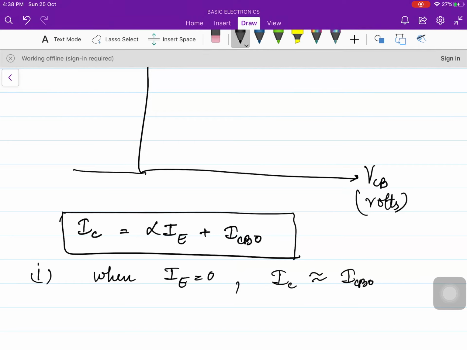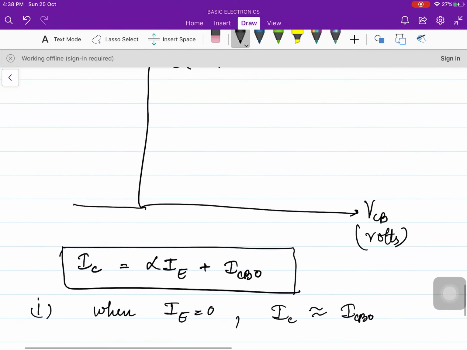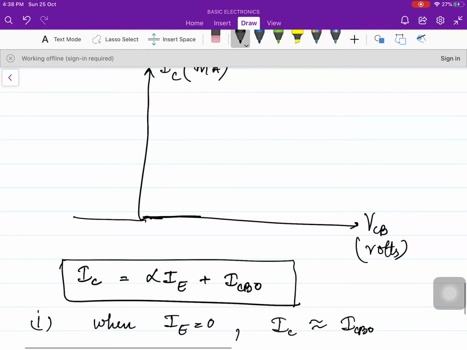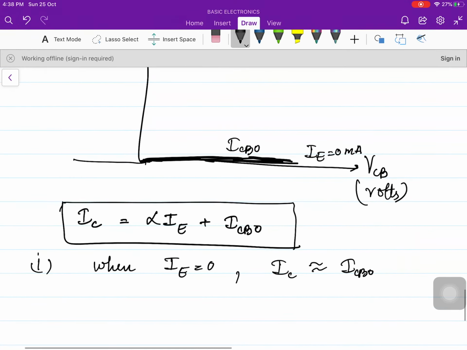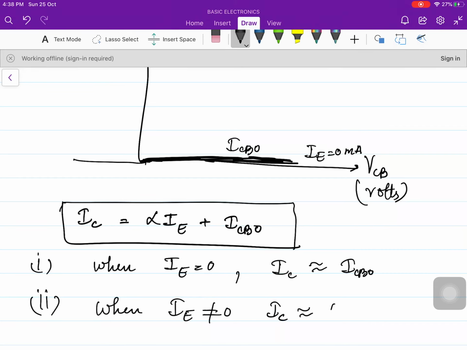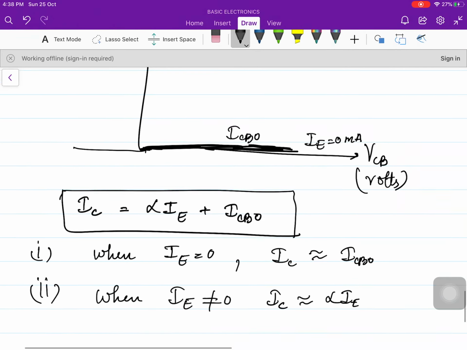And what is ICBO? Leakage current, which must be very, very small. So it is somewhere near 0, and it is ICBO for IE equal to 0 milliampere. Alright. Now, when IE is not equal to 0, or when it becomes non-zero, then IC is approximately equal to alpha IE. Isn't it? Because ICBO is now neglected.